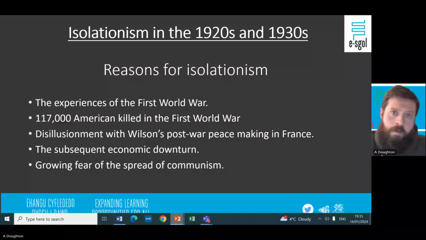So there was argument in the 1920s and 30s that America should become more isolationist. Congress felt heavily that America should remain isolationist, and there are obvious reasons for this: a large number of people dying in the First World War, their experiences of the First World War, their failings and involvement in the peace discussions after it, the economic downturn that came as a result, but also this fear of the spread of communism, this Red Scare. They wanted to isolate themselves from the rest of the world.